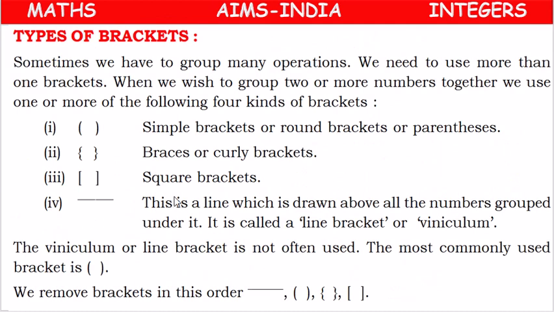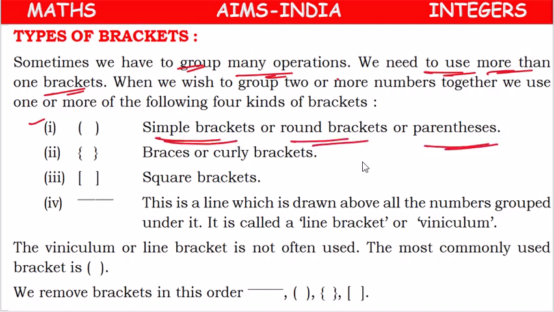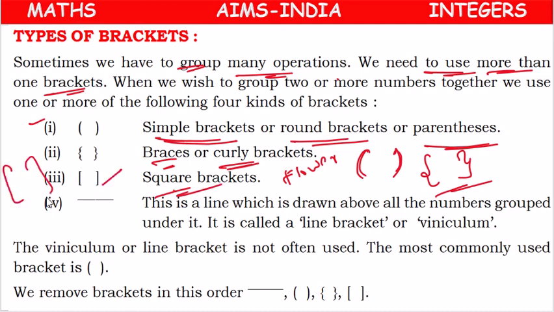So here, types of brackets. Sometimes we have to group many operations, so we need to use more than one kind of brackets. So that's why we have different kinds of brackets: simple brackets, round brackets, or parentheses, like this. Braces or curly brackets or flower braces, like this. Square brackets, like this, square shape.